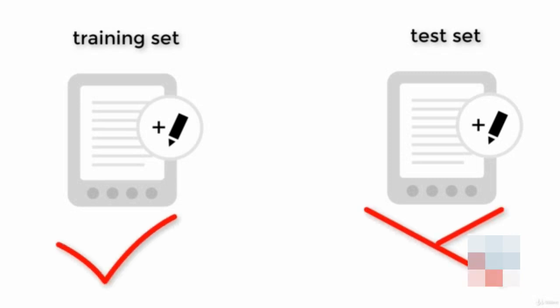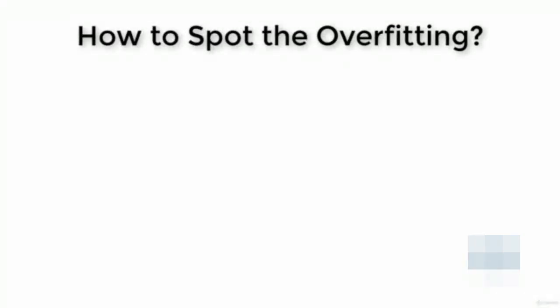Let's build more on the concept now. Overfitting occurs when our model becomes really good at being able to classify or predict on data that was included in the training set, but is not as good at classifying data that it was not trained on. So essentially the model has overfit the data in the training set. But the question is how to spot the overfitting.